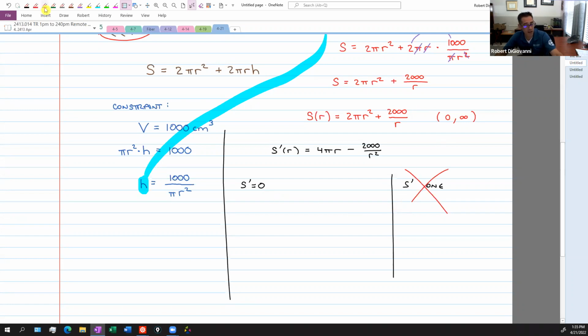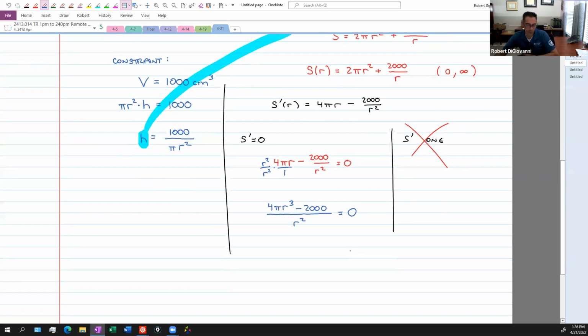Setting it to 0, on the other hand, is going to be very much like the last problem. 4 pi r minus 2,000 over r squared equals 0. We get a common denominator, r squared on top and bottom. Wait a minute, that'll be 4 pi r cubed minus 2,000 over r squared equals 0. That can only be 0 when the numerator is 0. And now I just need to solve for r.